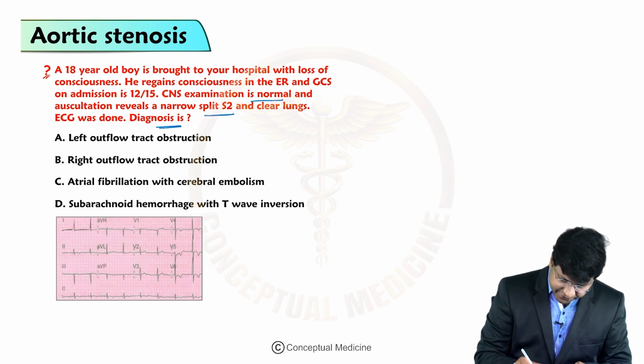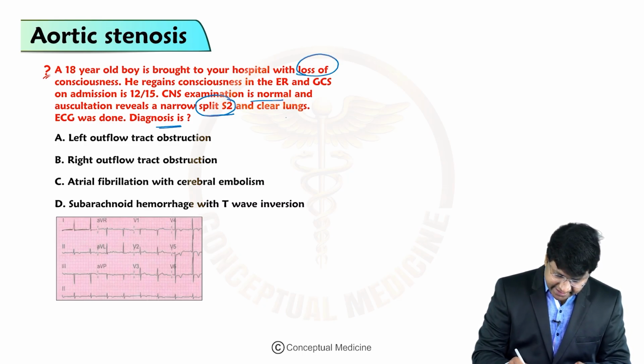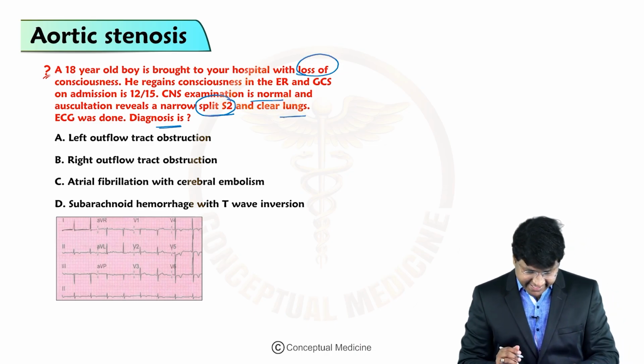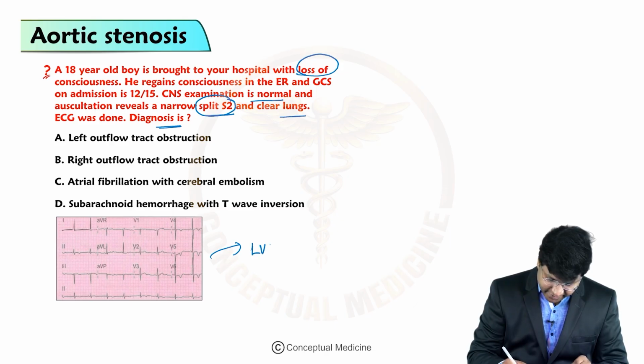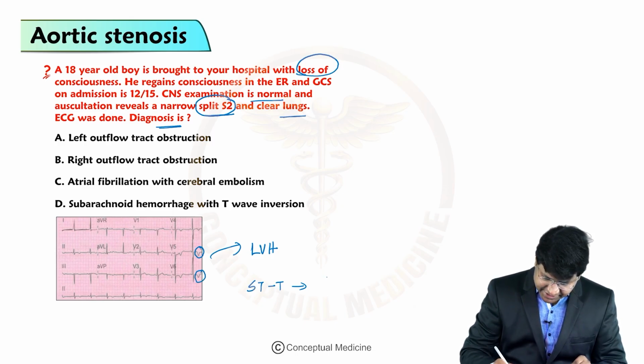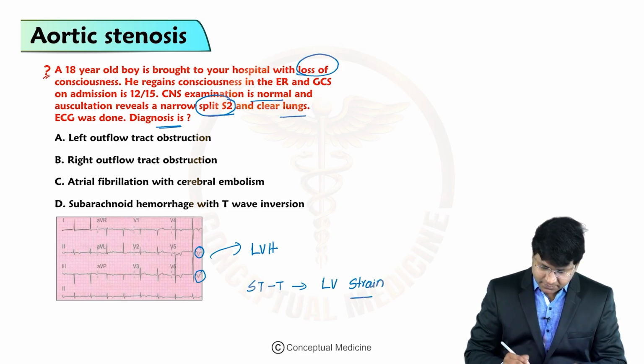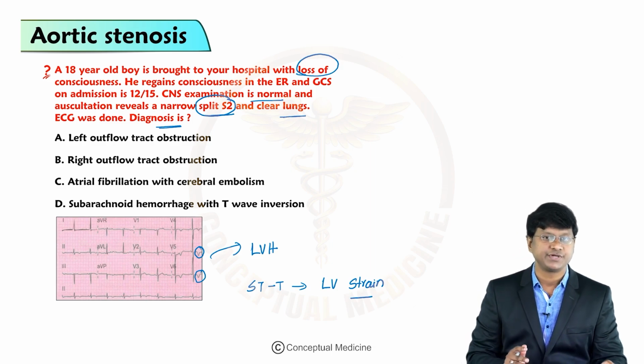So the clinical points, if you see: loss of consciousness, that is a syncopal attack, a narrow split S2 and clear lungs, and ECG has been done. So even the ECG is suggestive of left ventricular hypertrophy, and there are also ST-T changes, right? You can see that here. These are your T-wave inversions, ST-T changes in the form of the LV strain, right? In the form of the LV strain.